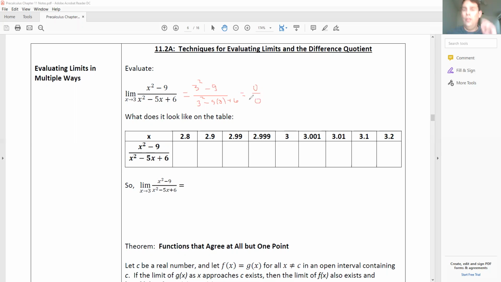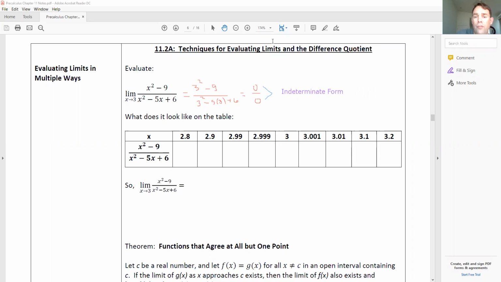Well, 0 over 0 is something that math people call, and again, there are other forms of this, but this is a form of something that we call indeterminate form. In other words, if something ends up 0 over 0, that means originally it was in its indeterminate form. We can't determine what the limit is.